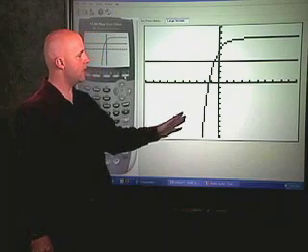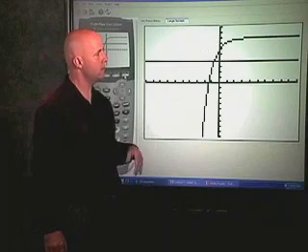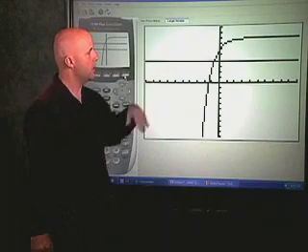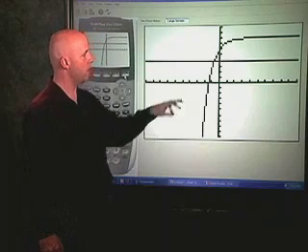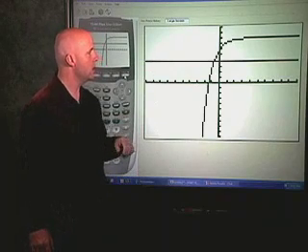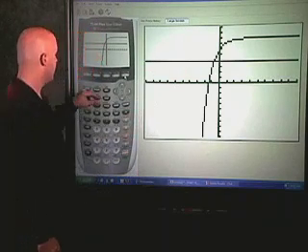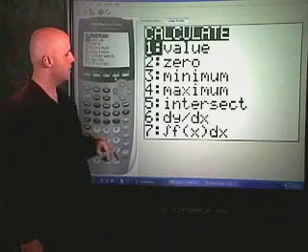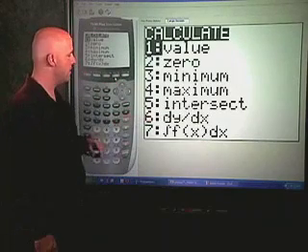In y1 we had an exponential, which is increasing, and we have a constant in y2, so we know they're not going to cross at any other points except the one we see here. So we'll go to our calc menu, second in calc, find the intersection point using option number 5.